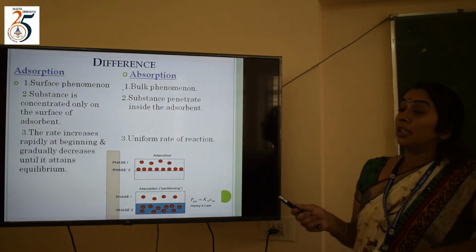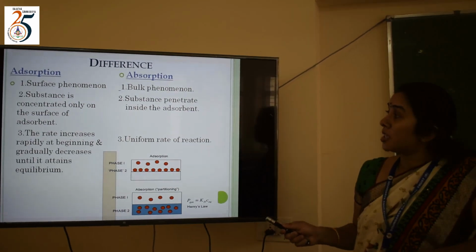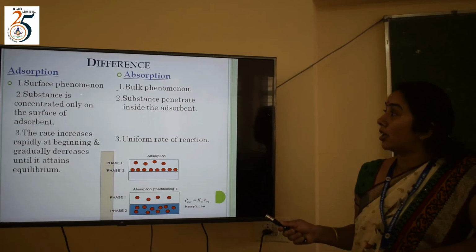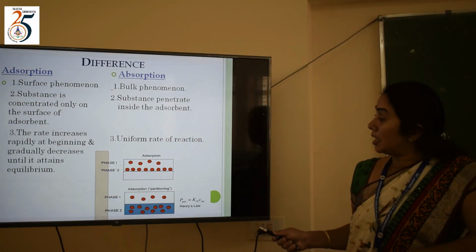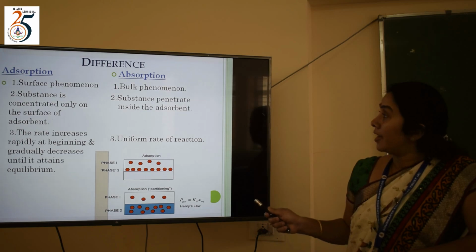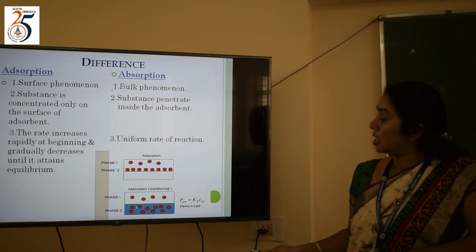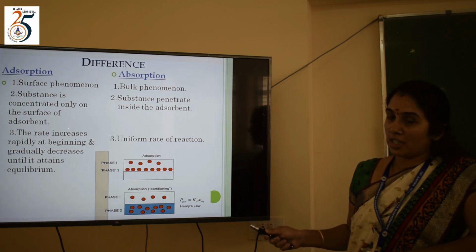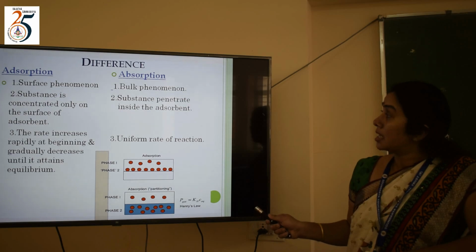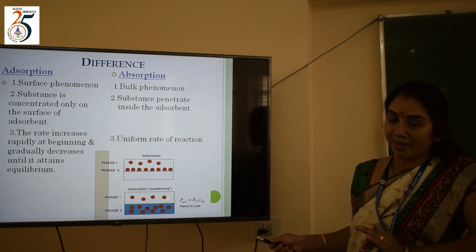Let us now find out the difference between adsorption and absorption. Adsorption is a surface phenomenon happening on the surface only. Here in this diagram you can see it is happening on the surface, so the particles will accumulate only on the surface. Whereas absorption is a bulk phenomenon. It enters inside the absorbent. Second point, in adsorption the substance is concentrated only on the surface of the adsorbent, whereas in absorption, the substance penetrates inside. The substance will go inside for absorption to happen.